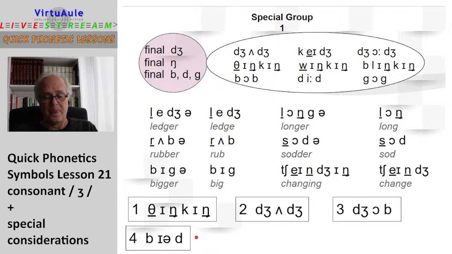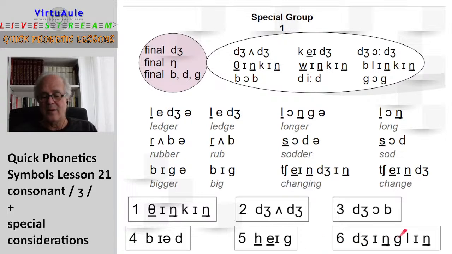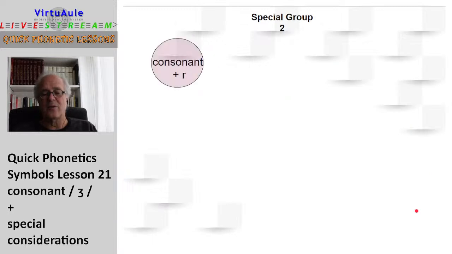Oh, I'm sorry, there's some more. Read this one. Beard. Beard. Okay, the next one. Hague. Hague. Okay, the next one. Jingling. Jingling. All right, let's look at special group 2.